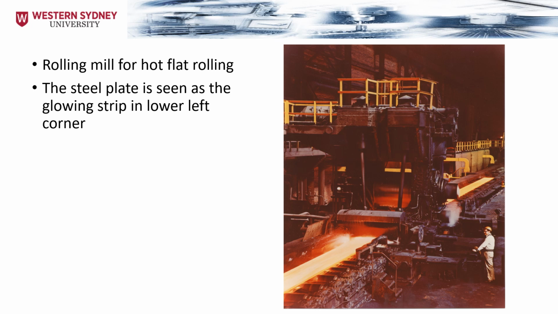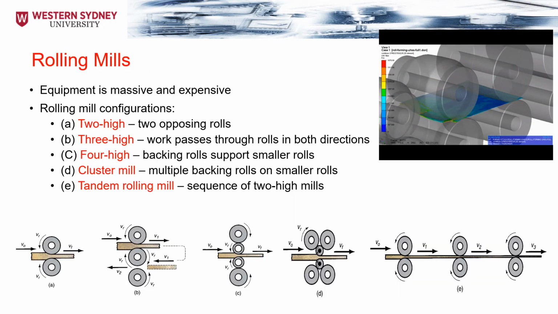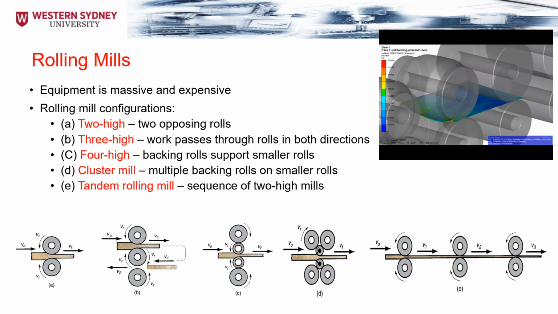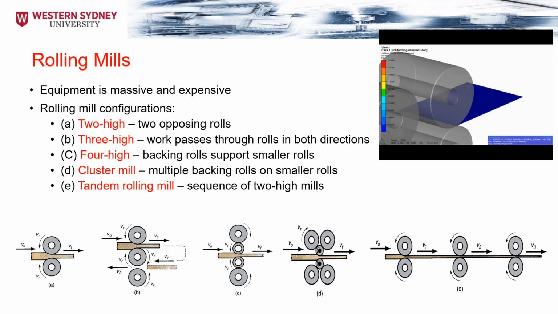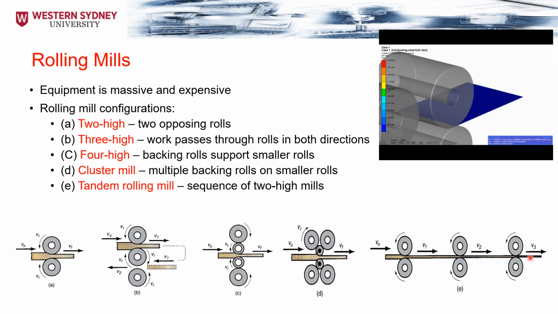Okay, this is the example of the rolling mill for the hot flat rolling, and as you can see here, the steel plate is seen glowing at the lower left corner. So the rolling mill is an equipment which is going to be massive and expensive. The rolling mill configuration can be shown in the following list of diagrams.